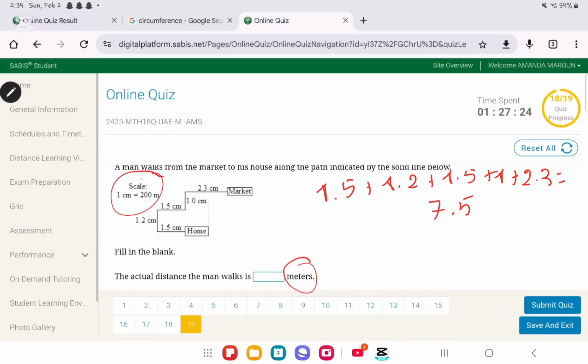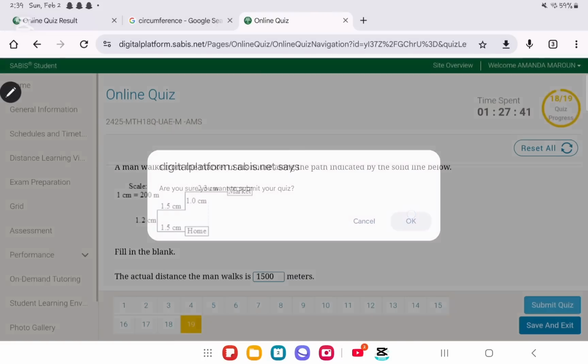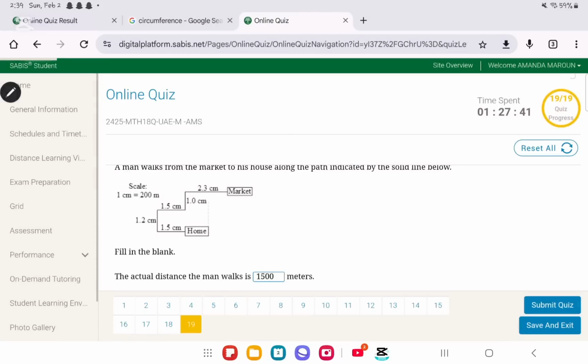We will get an answer of 7.5, but they told us that 1 centimeter is 200 meters. So to change it from centimeters into meters, we are gonna multiply by 200. So 7.5 times 200, we will get an answer of 1,500. So let me submit, and hopefully we did not make any mistakes. Thank God we didn't make any mistakes.